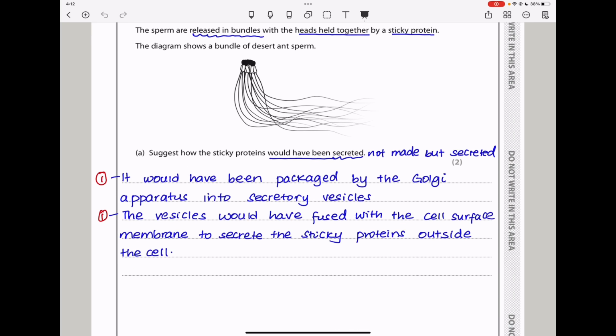So the first part suggests how the sticky protein would have been secreted. This is talking about secretion and not making the protein or protein synthesis. It's just talking about secretion from the cells in which the protein is made. So, for the secretion to occur, it would have been packaged by the Golgi apparatus into secretory vesicles, and these vesicles would have fused with the cell surface membrane to secrete the sticky protein outside of the cell.